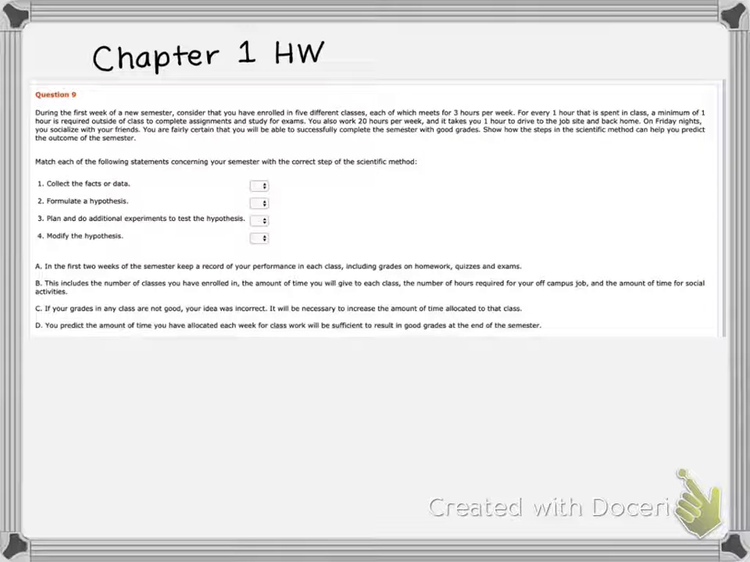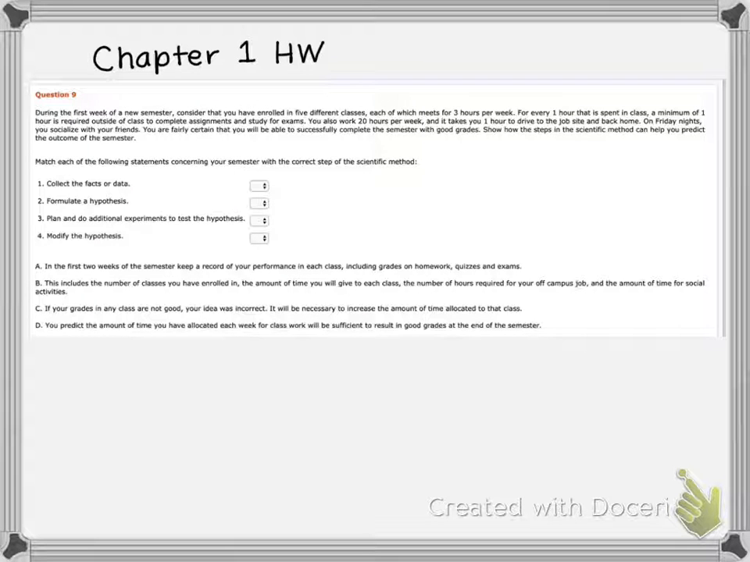It says during the first week of a new semester, consider that you have enrolled in 5 classes. Wow. Each of which meets 3 hours per week. For every 1 hour spent in class, a minimum of 1 hour is required to do assignments and exams. The student also works 20 hours a week, and it takes them an hour to commute to the job and back. On Friday nights, they like to socialize with their friends, and they're fairly certain that they'll be able to successfully complete the semester with good grades. Show how the steps in the scientific method can predict the outcome of the semester.